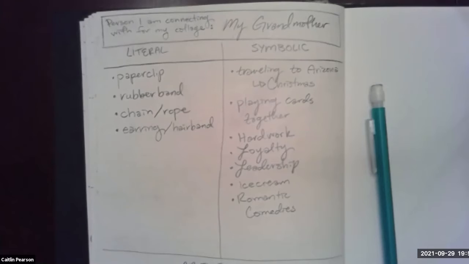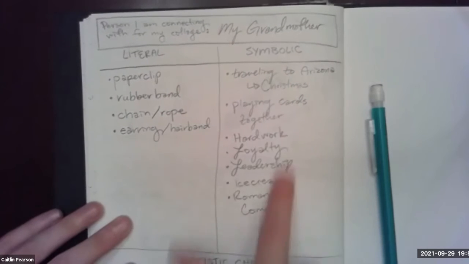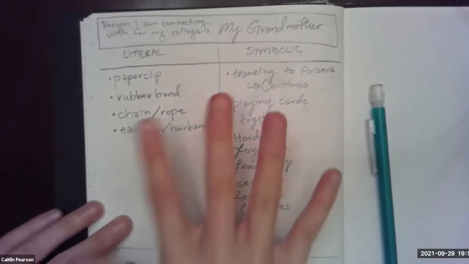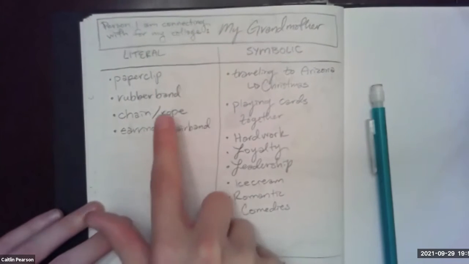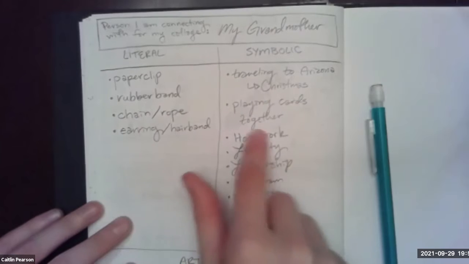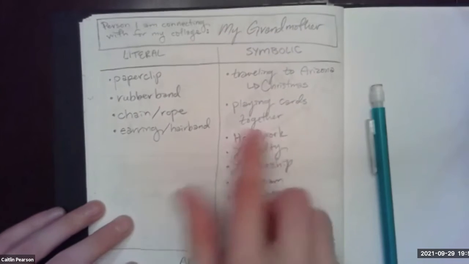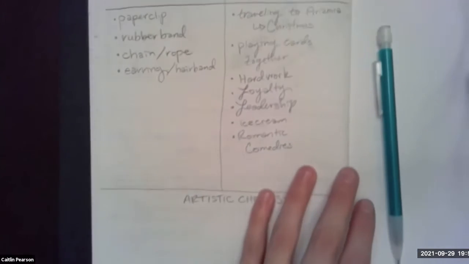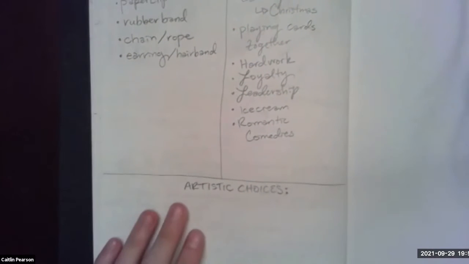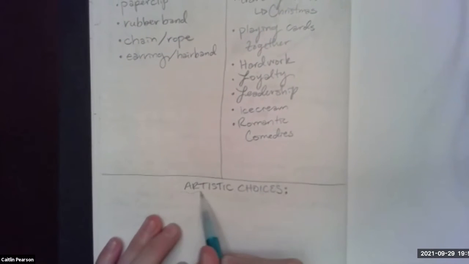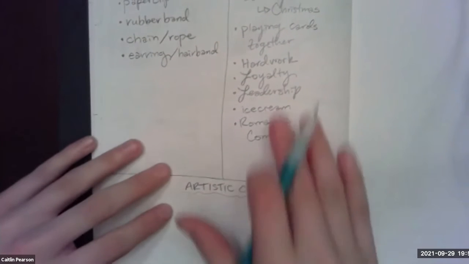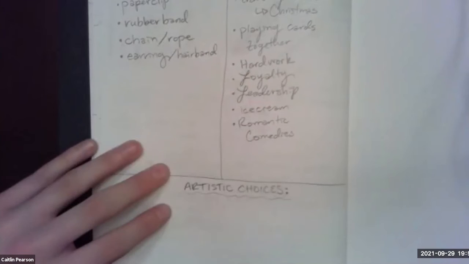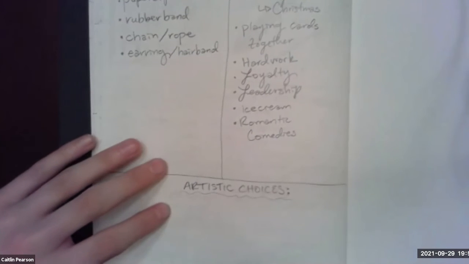I'm going to stop share, and you can see here I filled out these symbolic connections. Now, when we do our collage, we're going to have literal connections and symbolic connections, right? So in your artistic choices down here is when you're really going to start thinking about what your collage is going to look like when it's incorporating those symbolic and literal connections revolving around that person you wrote down.